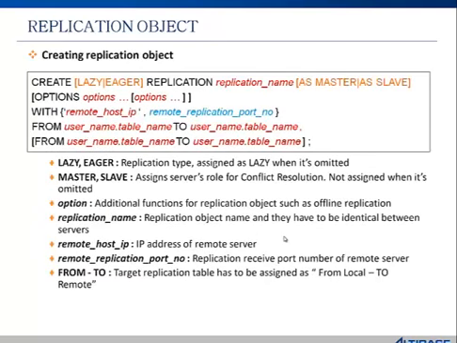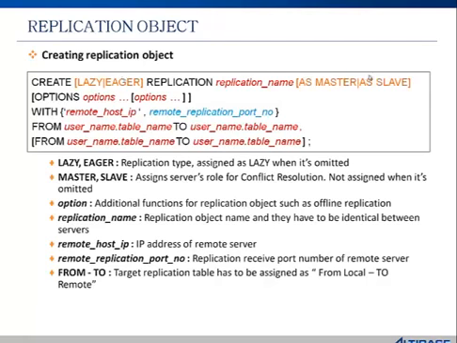Okay, the replication object is necessary for replication. The syntax for creating replication is as following. I said the replication types can be configured for each replication object, and you can do that when creating replication objects. You can choose one from either lazy or eager. Okay, when it is not configured, lazy is chosen by default.